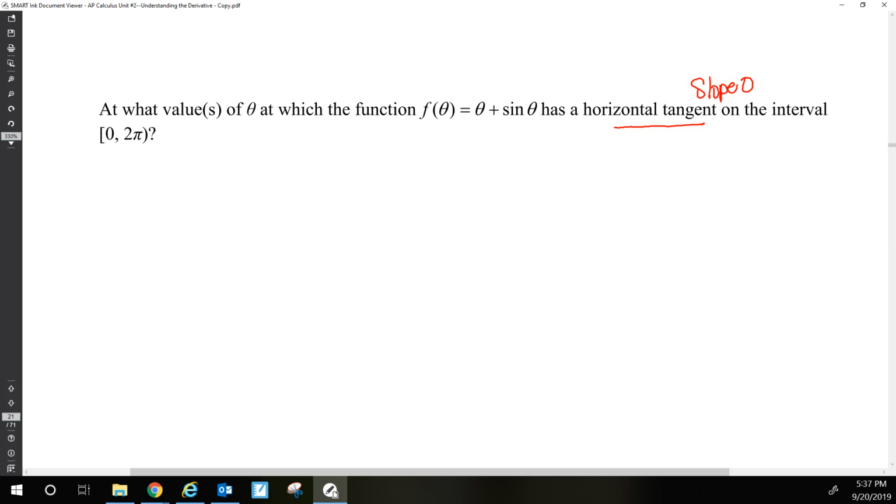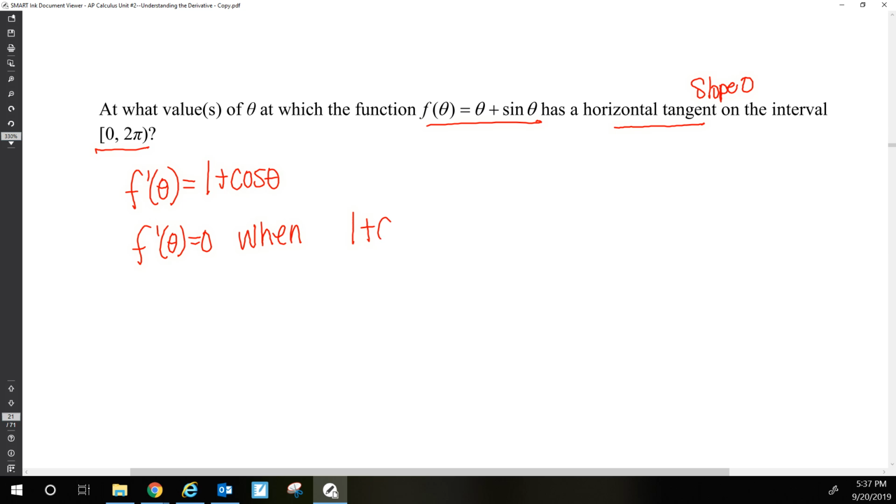So we want to know, where do we have a slope of 0 on this function between 0 and pi? So first, let's find our derivative, because that's the slope of the tangent line, right? Derivative of theta is 1. Derivative of sine theta is cosine theta. We want to know, when is the slope equal to 0? So f prime of theta equals 0 when 1 plus cosine theta is equal to 0.